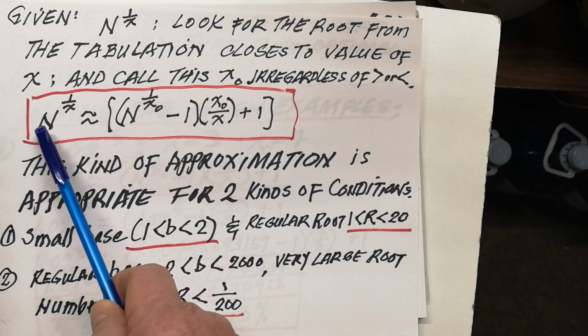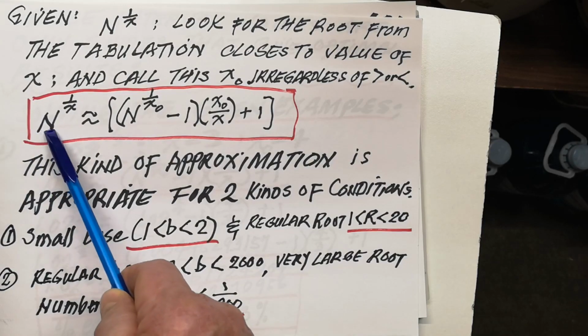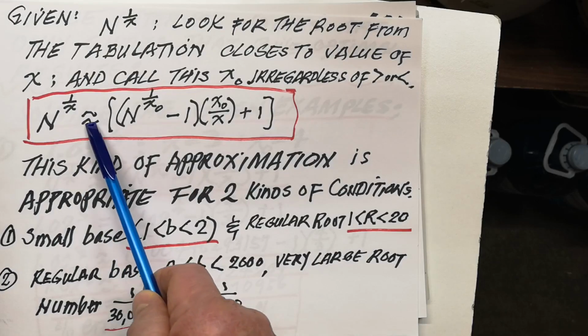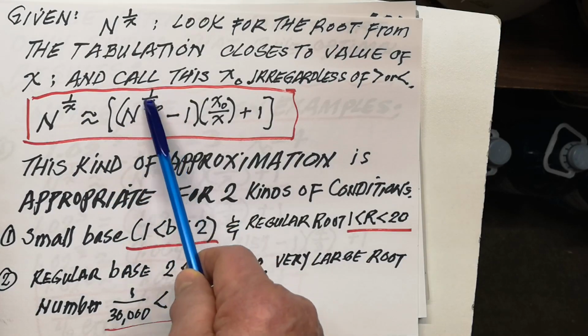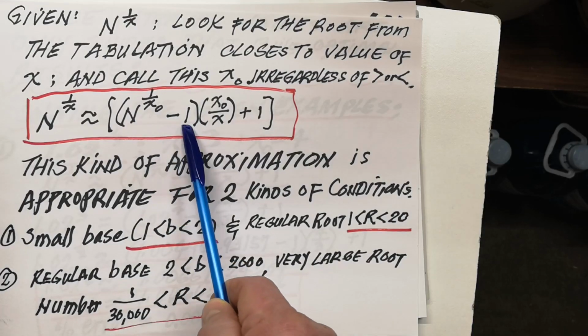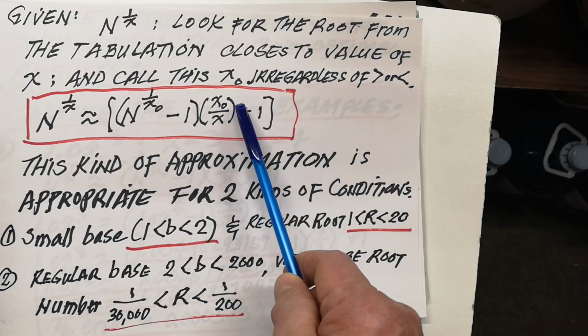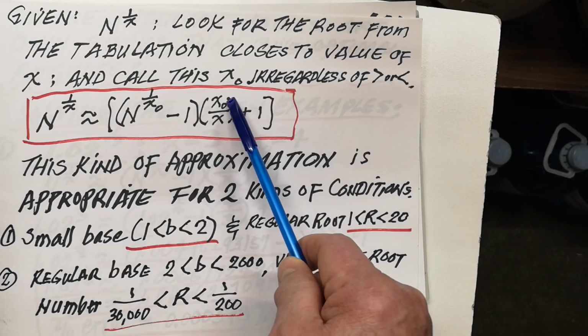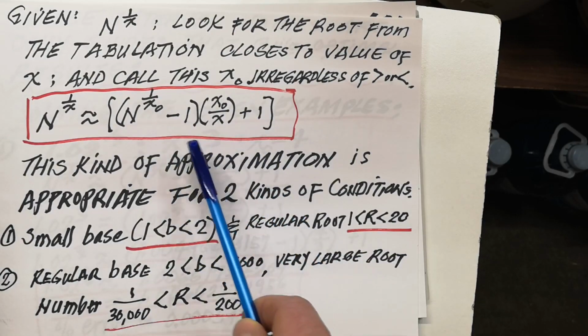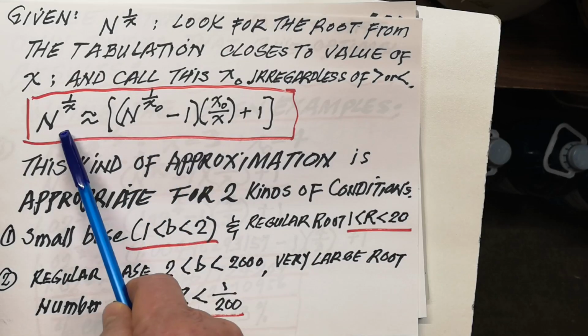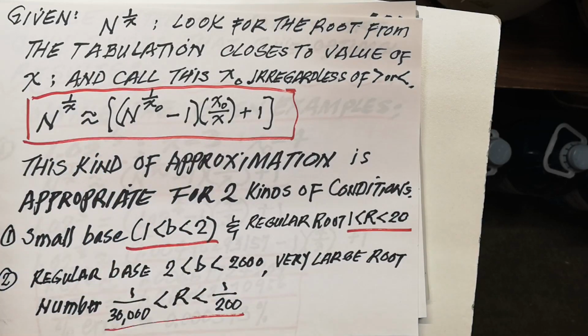Therefore, this is the equation: n raised to the 1 over x is approximately equal to the quantity n raised to the 1 over x sub 0, minus 1, multiplied by the ratio of x sub 0 to x, then plus 1. And that is now the approximate value of n raised to the 1 over x.